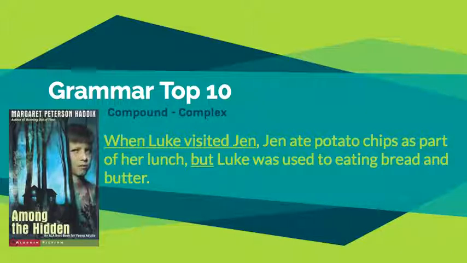Following this dependent clause are two independent clauses. Jen ate potato chips as part of her lunch, and Luke was used to eating bread and butter. These both make sense by themselves. These two independent clauses are connected by fanboys. In this case, I used but. Separating all three of the clauses is a comma. So there's a comma after when Luke visited Jen, the dependent clause, a comma after the first independent clause. Following that second comma is a fanboys, which is but, and then you'll find the last independent clause.